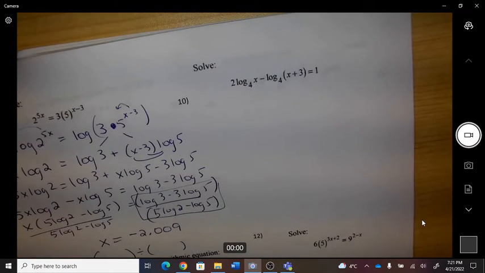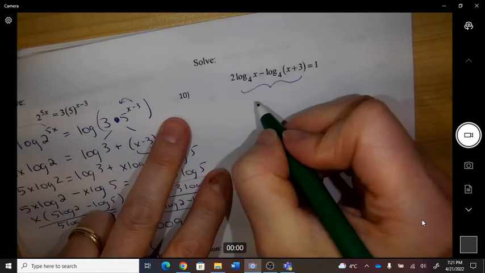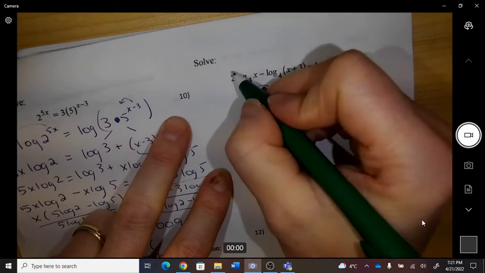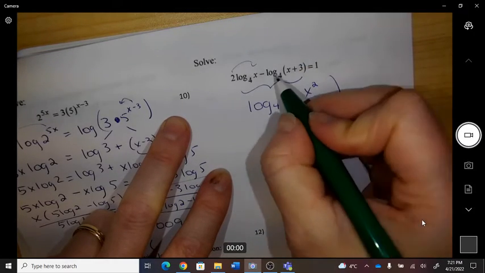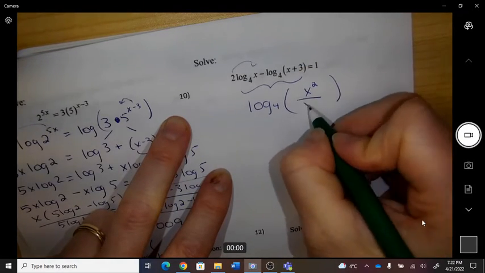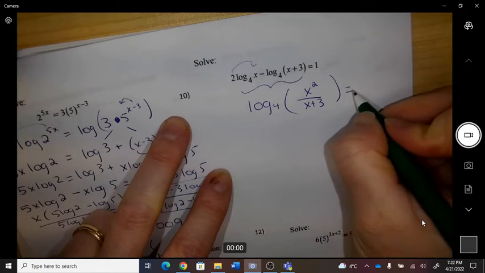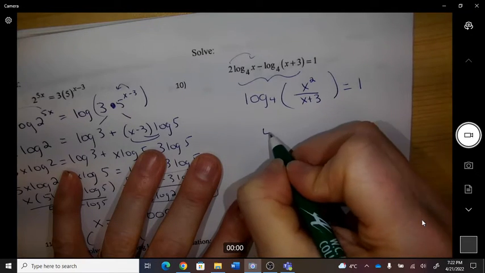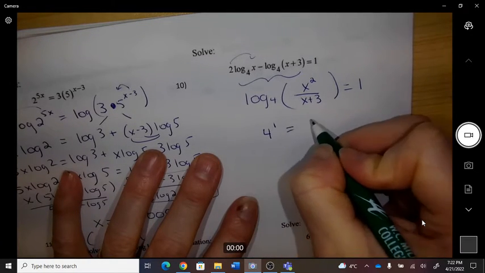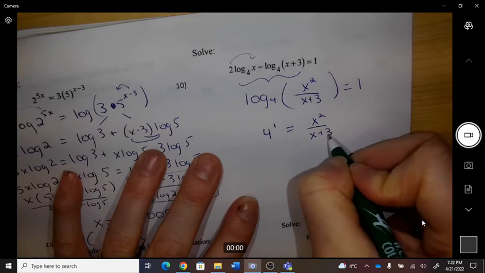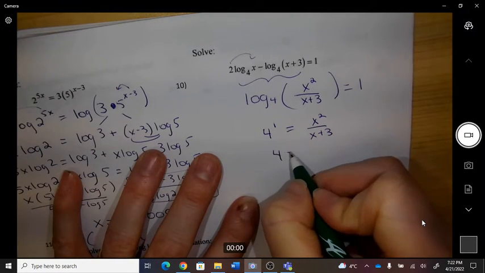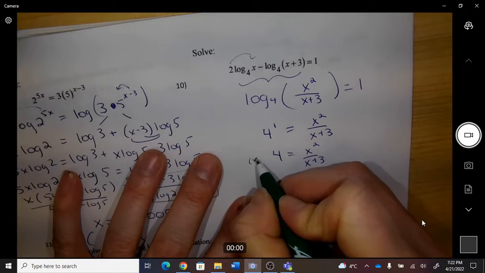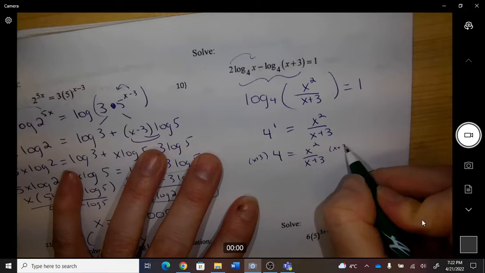Number 10, so I'm going to collect, so log 4 of, put it back together, so x squared, subtract was the division. Now I'm going to rearrange the log form to exponential, so base, exponent, result. 4 to the 1 is just 4. Now I'm going to times both sides by x plus 3.